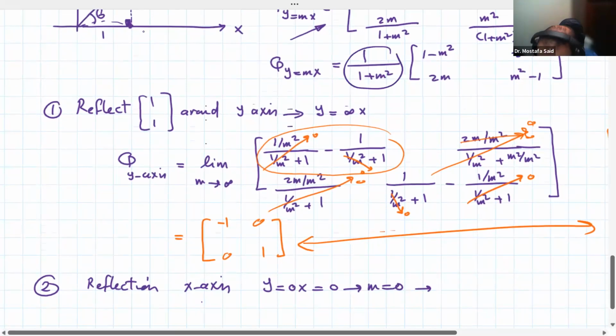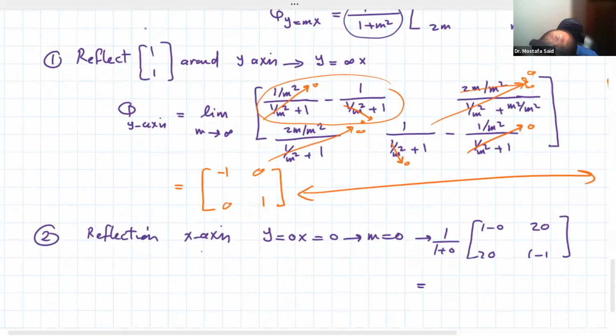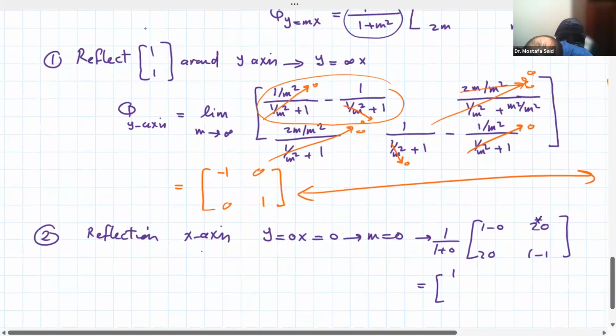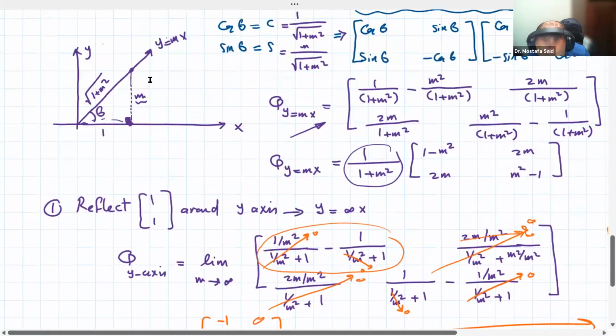So 1 over 1 plus m, 1 plus 0, will be 1. And 1 minus 0 is 1, then 2 multiplied by 0, which is 0, and again 2 multiplied by 0 is 0, and 0 minus 1. Let's check if this is correct or wrong.